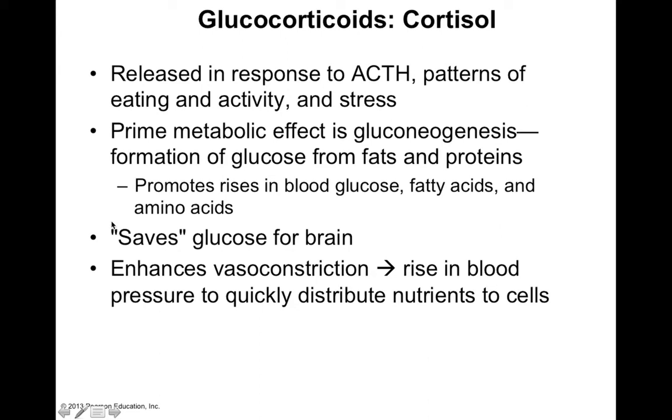Now, cortisol, like we talked about in the previous slide, also enhances vasoconstriction. So vasoconstriction is the constriction of blood vessels, where the lumen of a blood vessel will get smaller. Ultimately, what this does is it causes blood pressure to rise, and the effect of this is that it helps distribute nutrients to cells more quickly.